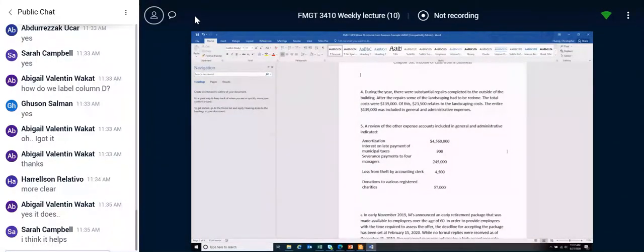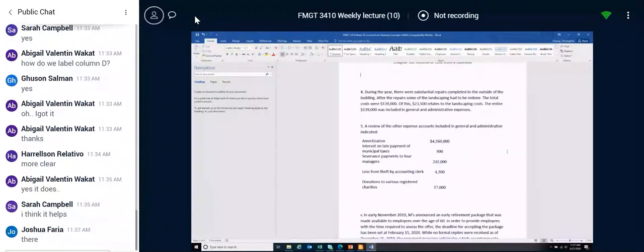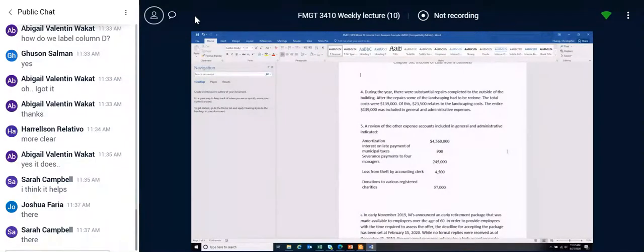Okay. People can throw a note in chat when they get there. Page 118. Okay.